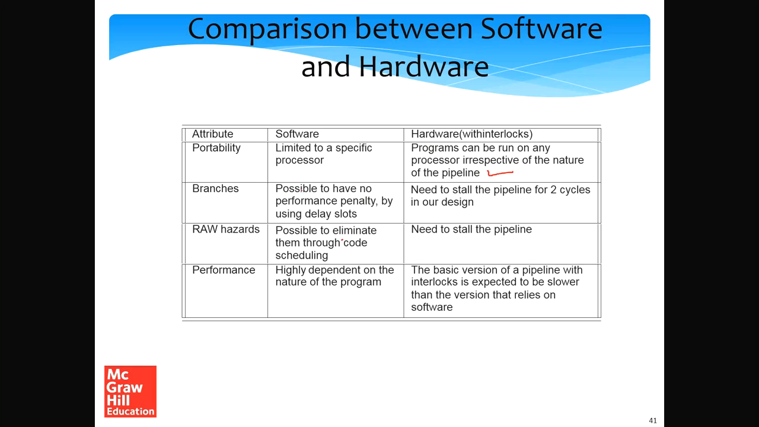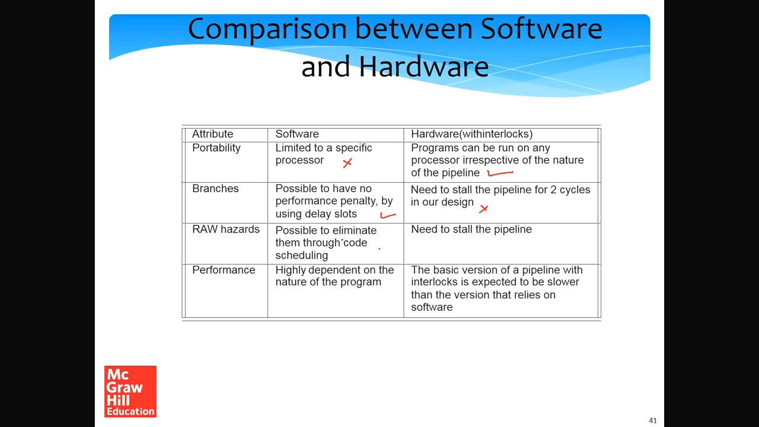In the case of branches, it's possible to have no performance penalty by optimally using delay slots. In the case of hardware with interlocks, we have to somehow stall the pipeline for 2 cycles in our design, a basic simple design. So this is at least one positive point, and it's a negative point.